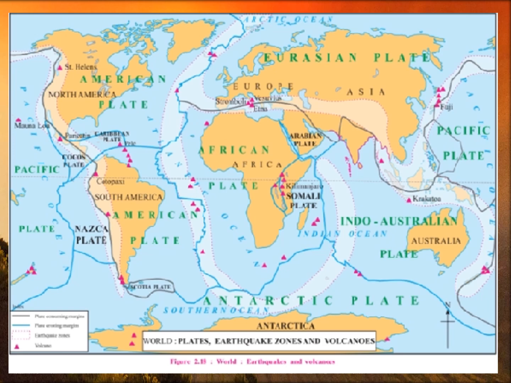Minor plates, which are shown in black color, are the Caribbean plate, Cocos plate, Nazca plate, Scotia plate, Somali plate and Arabian plate. So in total we have 6 minor plates.